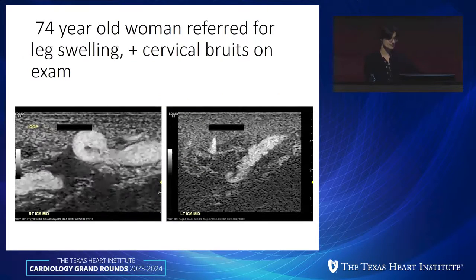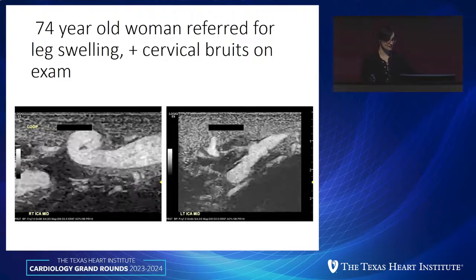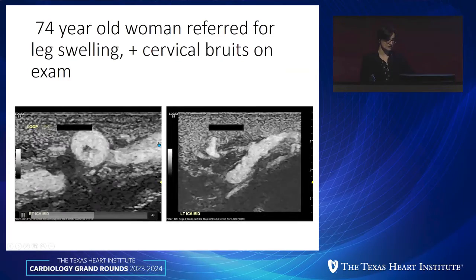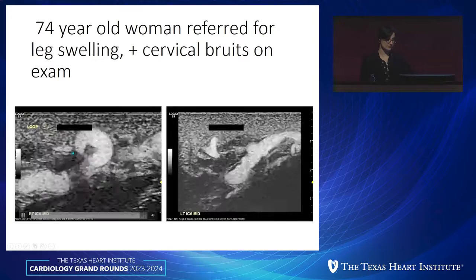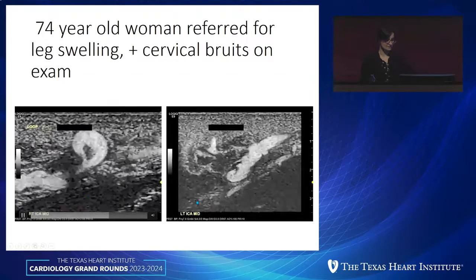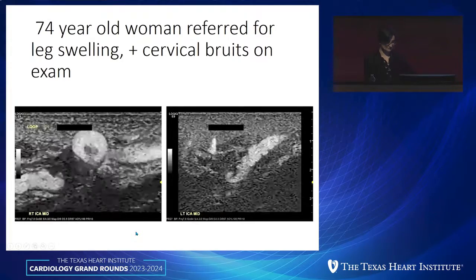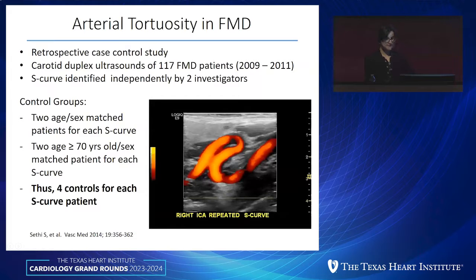This is an example, a 74-year-old woman who was sent to us with leg swelling, found to have a cervical bruit on exam. What you're looking at is B-flow imaging of her internal carotid artery. You can see there's a loop here and luminal irregularity in this part of the artery, as well as, on the other side, you can actually see the string of beads. And tortuosity should not be underestimated, particularly for your patients under age 70.